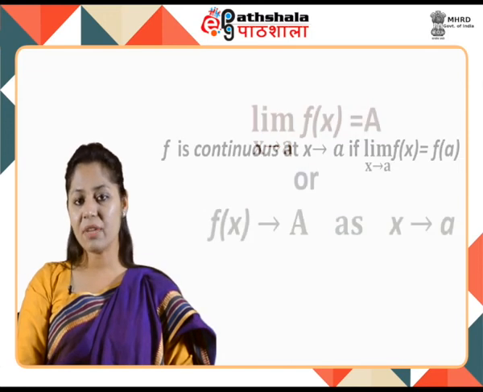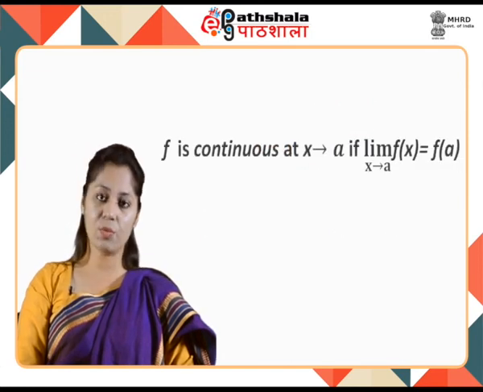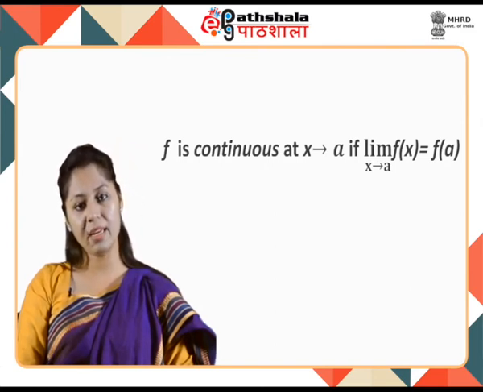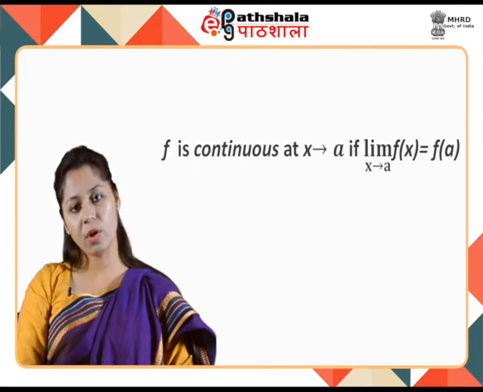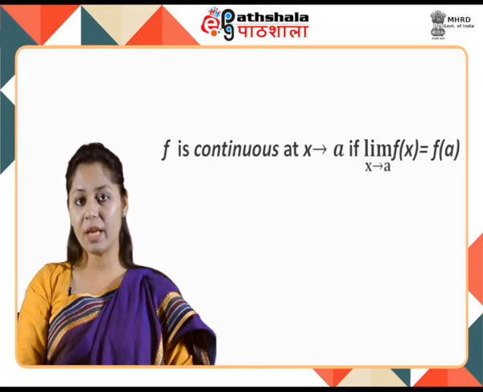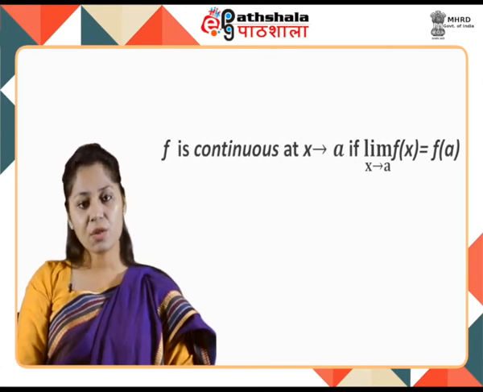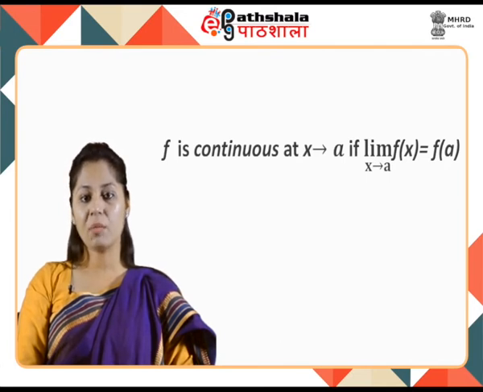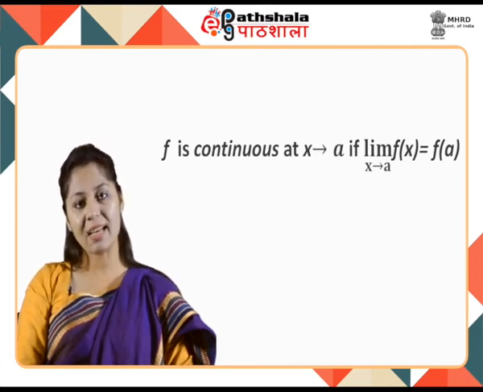A function f is continuous at x equal to a provided that f(x) tends to f(a) as x tends to a. f is continuous at x equal to a if limit as x tends to a of f(x) is equal to f(a). Continuity implies that there are no breaks, no jumps in the function and it is a smooth graph. The intermediate value theorem uses continuity as a precondition.